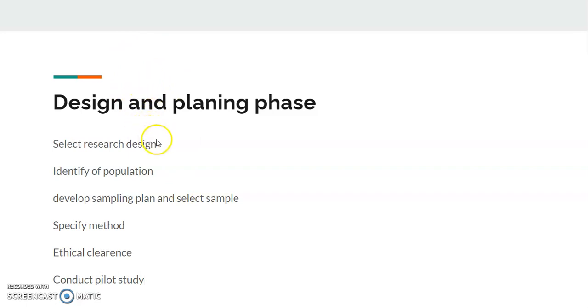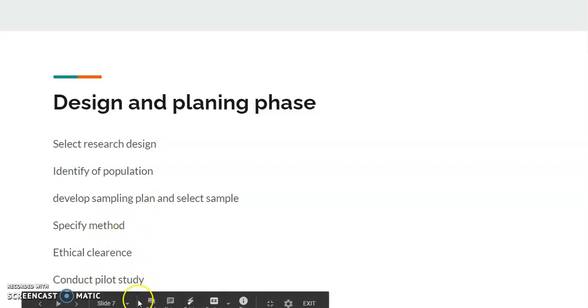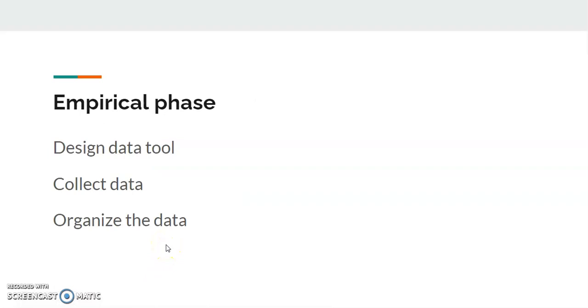So the design and planning phase includes select research design, identify population, develop sampling plan and select sample, specify the method of sampling selection, ethical clearance and conduct pilot study. Then next is the empirical phase. In the empirical phase, you design a tool to collect data, and you collect data and organize it.